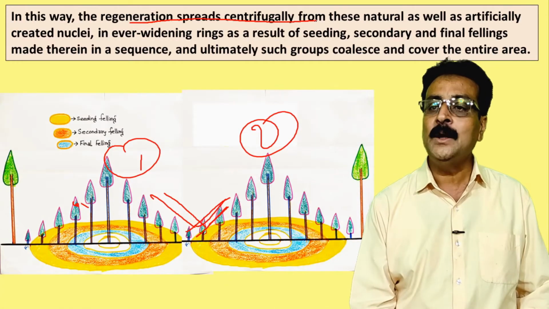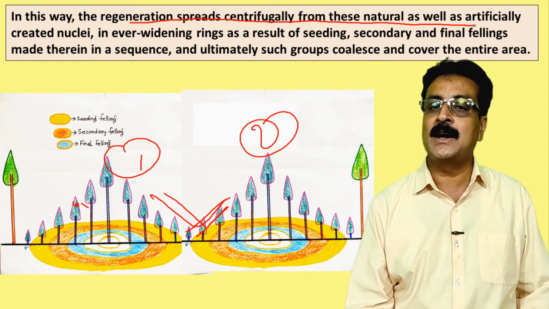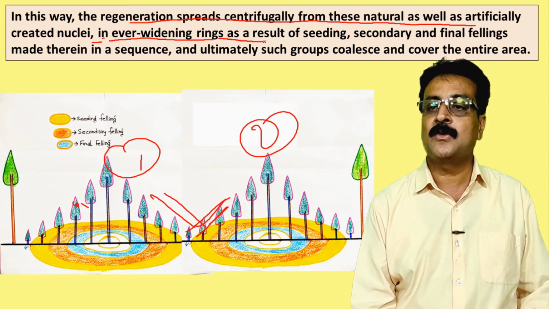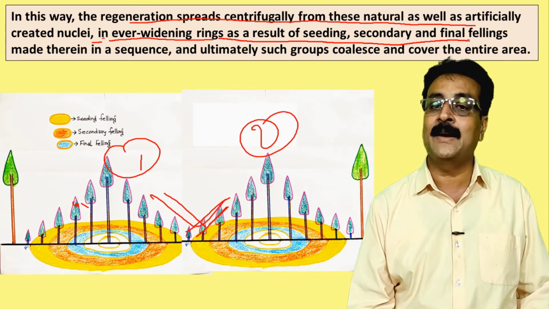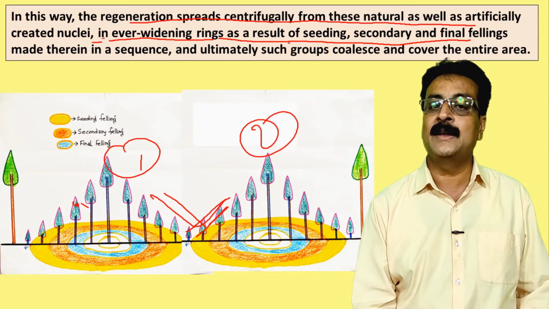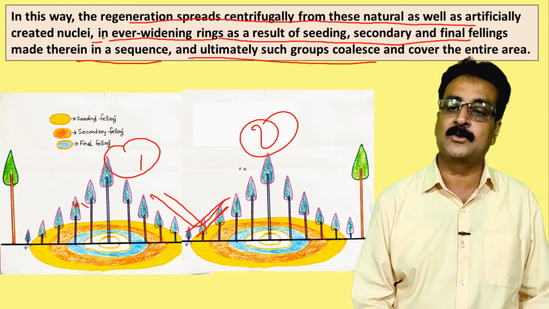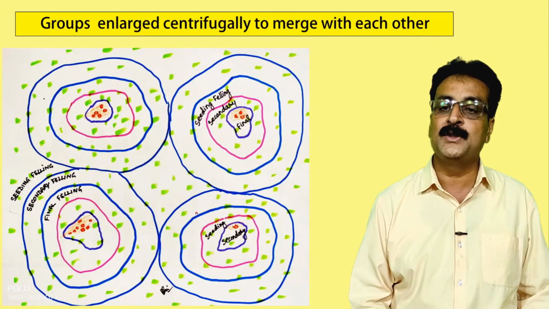In this way the regeneration spreads centrifugally from these natural as well as artificially created nuclei in ever widening rings as a result of seeding, secondary and final felling. As a result of these regeneration fellings made in sequence, ultimately such groups coalesce and cover the entire area, so they merge with each other.